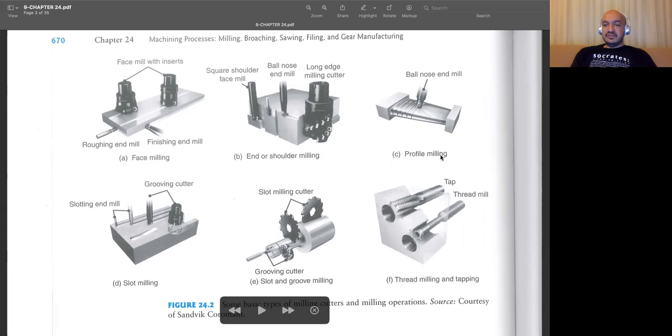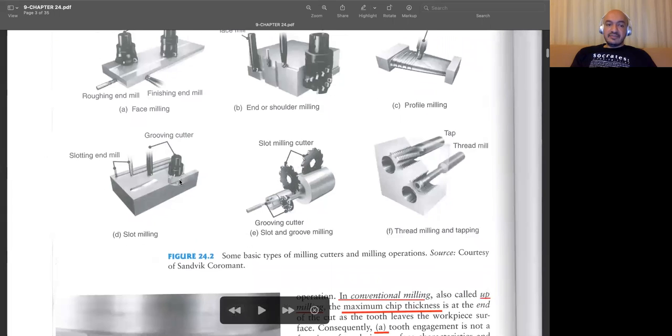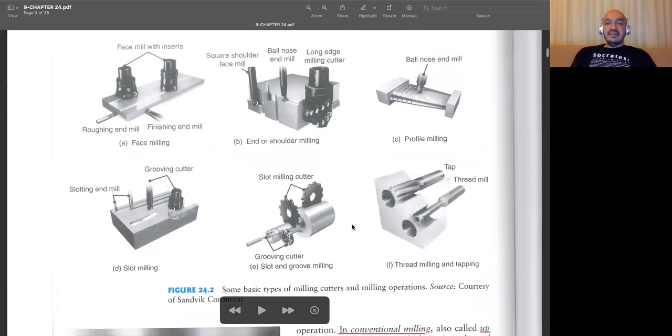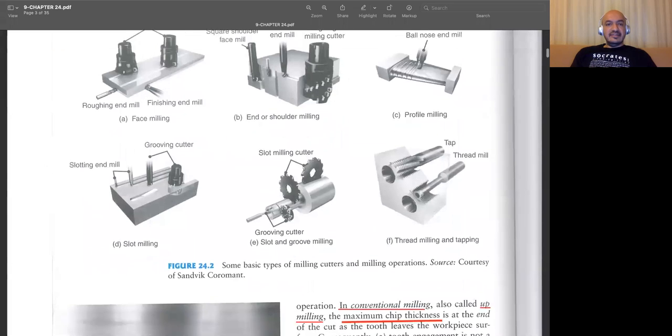We have further profile milling, slot milling. We are opening such slots, thinner or larger. Then we may have some grooves, groove cutters. And lastly, it's almost the same as tapping, we may sometimes be using the term thread milling. The thing is that we can perform all these different operations on the milling machines.